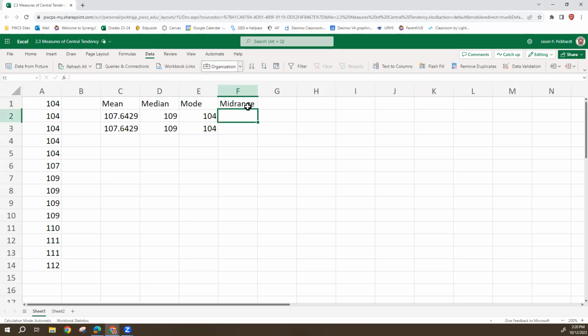So in my cell here, I can hit equals, and then in parentheses, I'm going to take my largest number plus my smallest number, close my parentheses, and then I'm going to divide by 2. And it is going to give me a mid-range of 108. So as you can see, every single one of these measures of central tendency is different for this data set. And so we will want to use one of these depending on what our data set looks like.